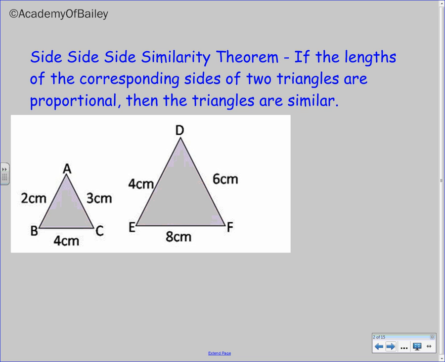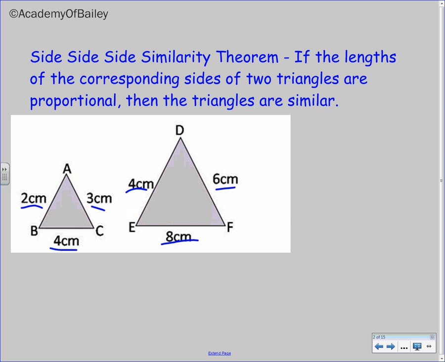It's like bam, right off the bat, the side-side-side similarity theorem. There you go. It's the lengths of the corresponding sides, and when I say corresponding, I'm talking about the bottom of the triangles, and then maybe the left sides of the triangles, and then the right sides of the triangles. So if the lengths of the corresponding sides of the two triangles are proportional, then the triangles are similar.